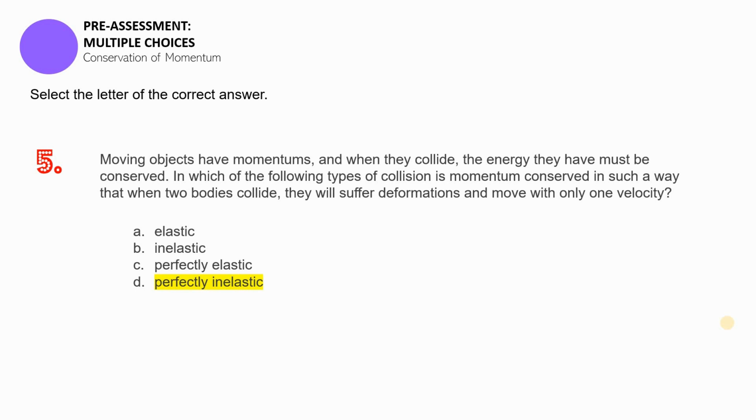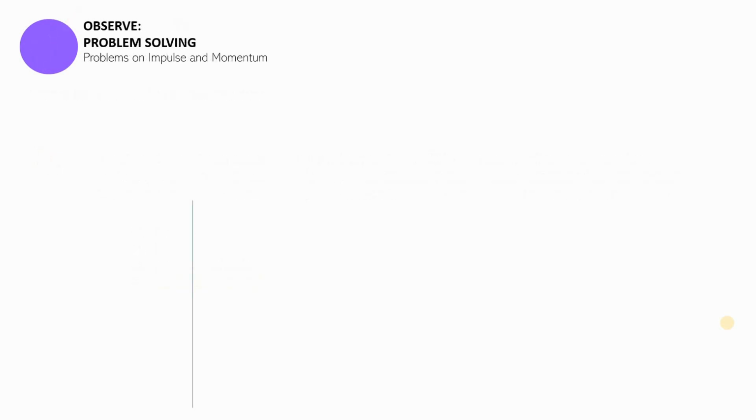Now, it is fine if you got a really low score in the pre-assessment. What matters is you will get a higher score later sa summative assessment, okay? All right. Now count the number of correct answers you have and write your score over 5. Now we're done with the pre-assessment on multiple choices, conservation of momentum. Let us now proceed with the following problems.